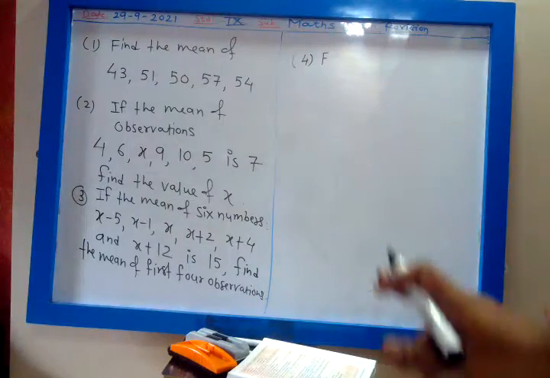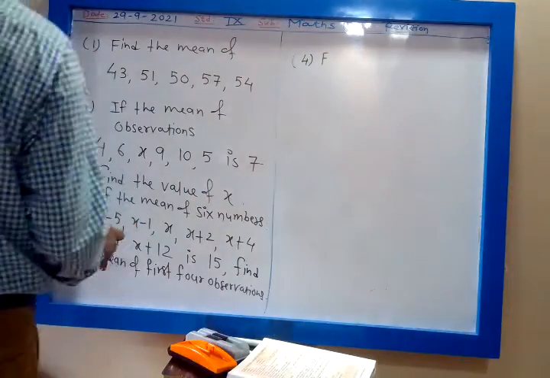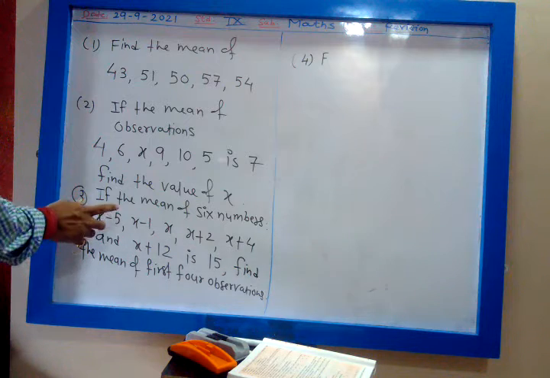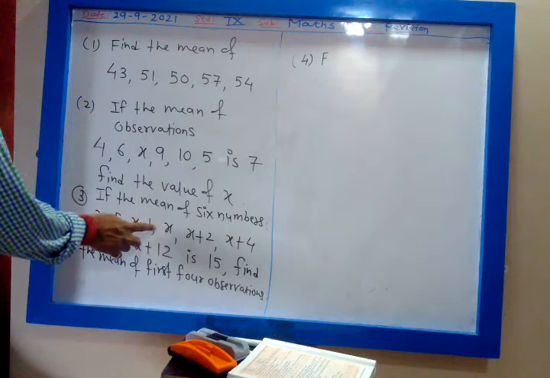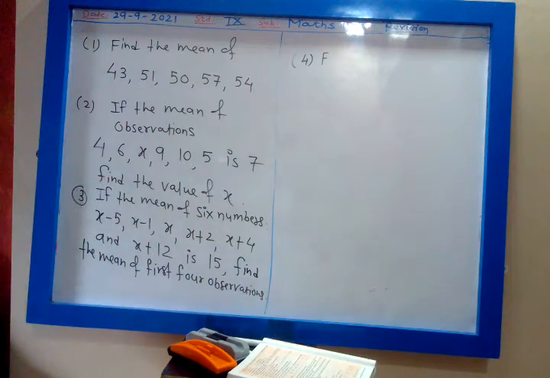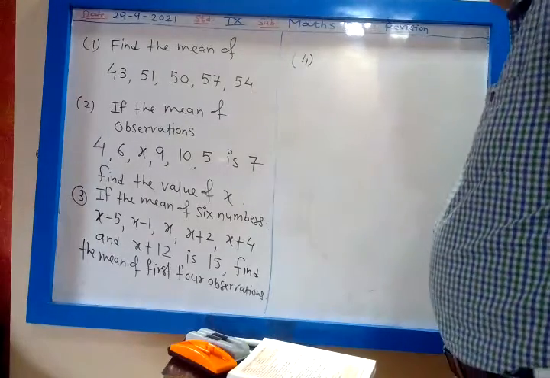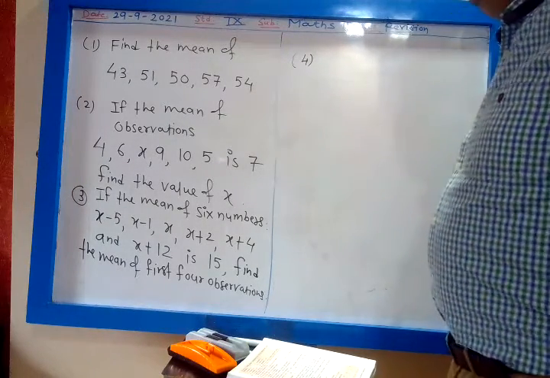No, find the mean of first 4 observations. So you have to find first. How 12? You put the value of x and get this observation, and then you find mean of that 4. Are you getting? You have to substitute the value of x and get first 4 observations, and then you have to find.